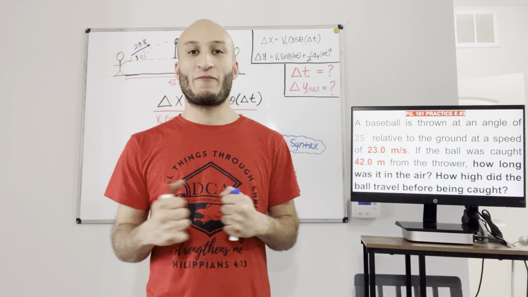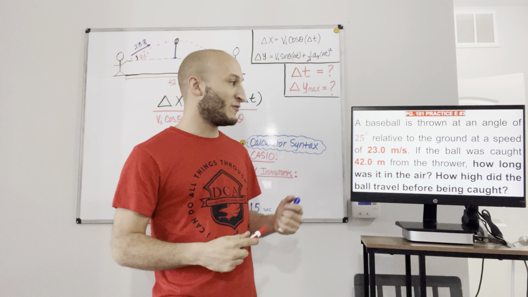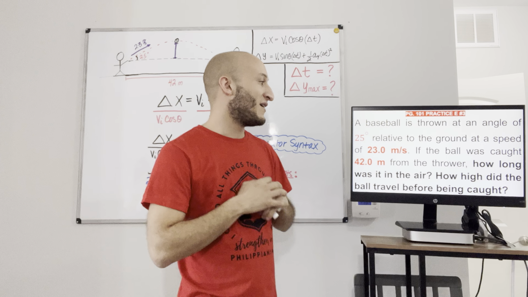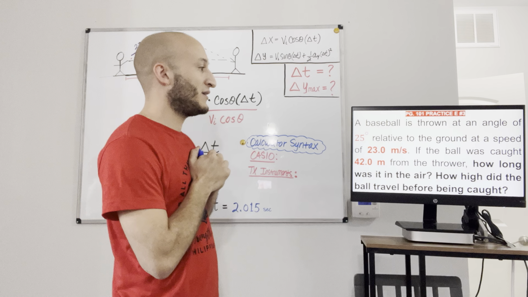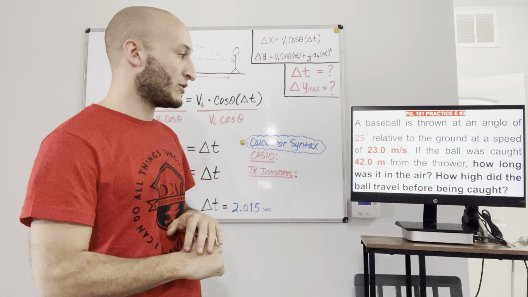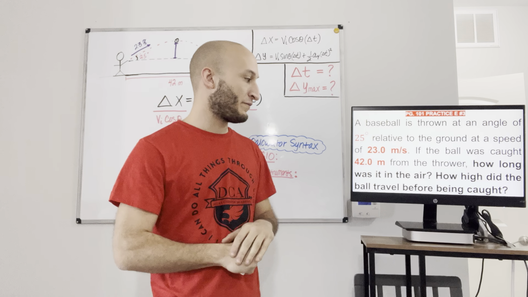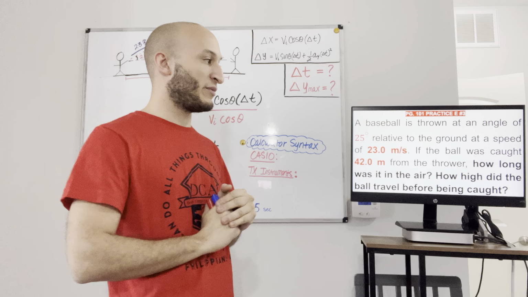So in this video, it's a word problem dealing with projectile motion. We can read here on the monitor. A baseball is thrown at an angle of 25 degrees relative to the ground at a speed of 23 meters per second. If the ball was caught 42 meters from the thrower, how long was it in the air and how high did the ball travel before being caught?